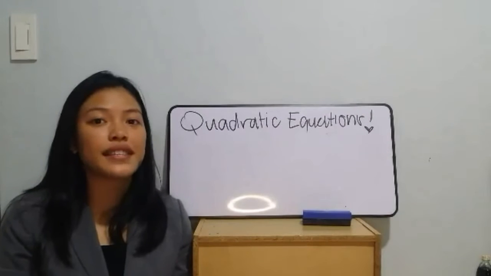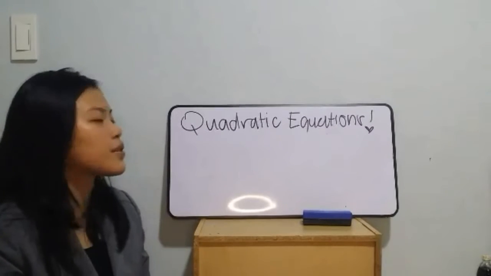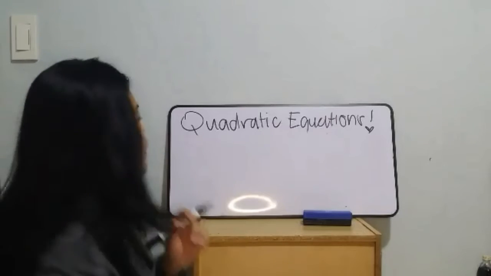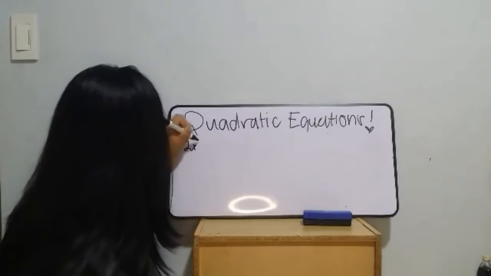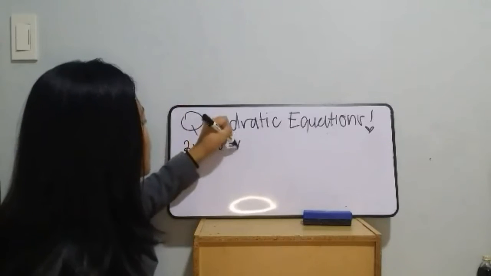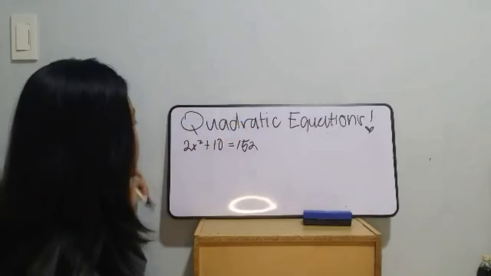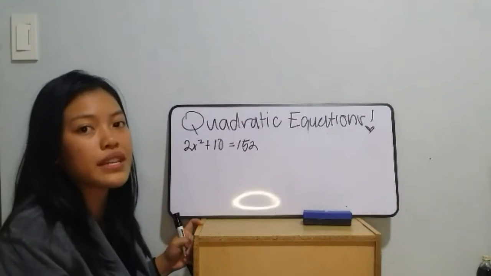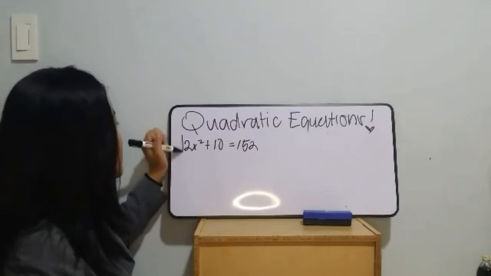So guys, now we're in quadratic equation. I'll be giving you guys some examples. I have here 2x squared plus 10 is equal to 152. Now, what we're going to do is isolate what is being squared, which is 2x squared.